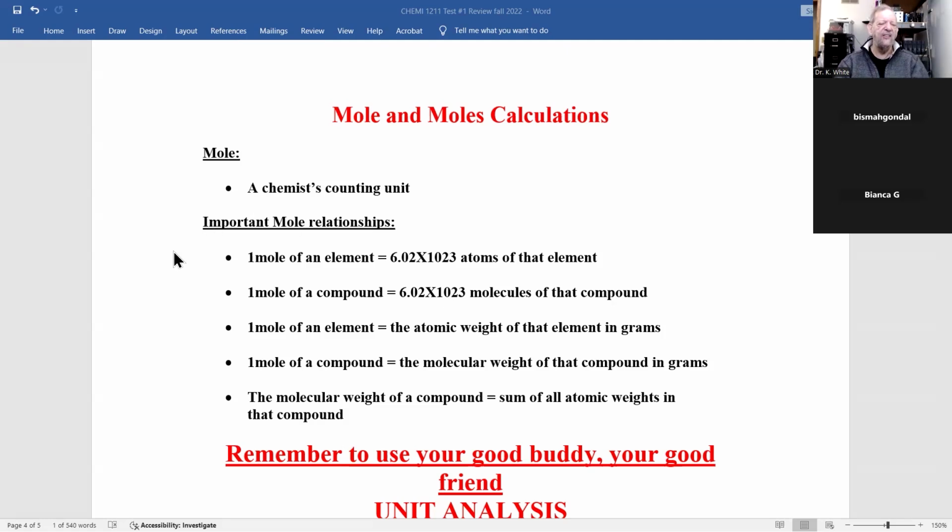But anyways, let's talk about something. What is the mole? You should know that the mole is the chemist's counting unit. It's like you go into a store, you can buy a dozen bagels. Dr. White loves bagels, or donuts. They're dangerous too. Or you go into the supermarket, you get a dozen eggs. Well, chemists use the mole.